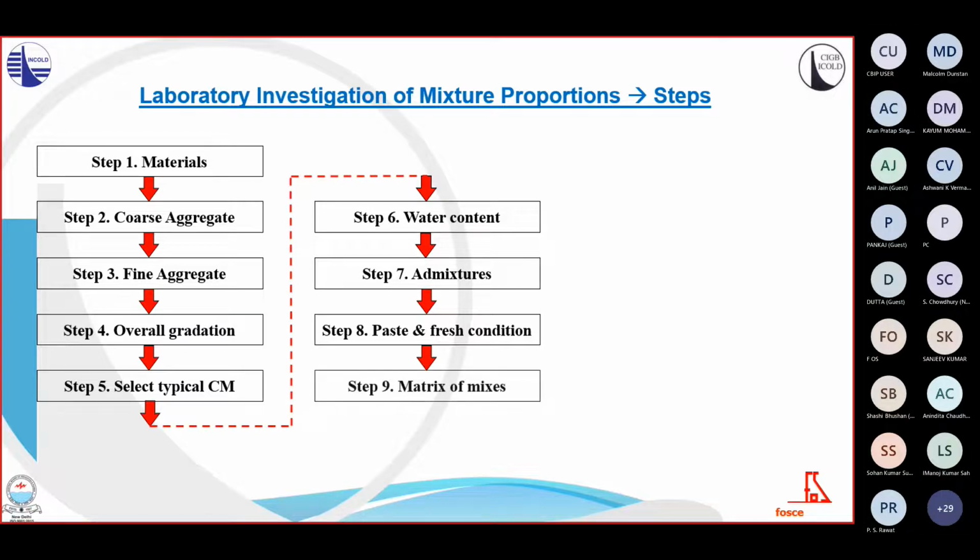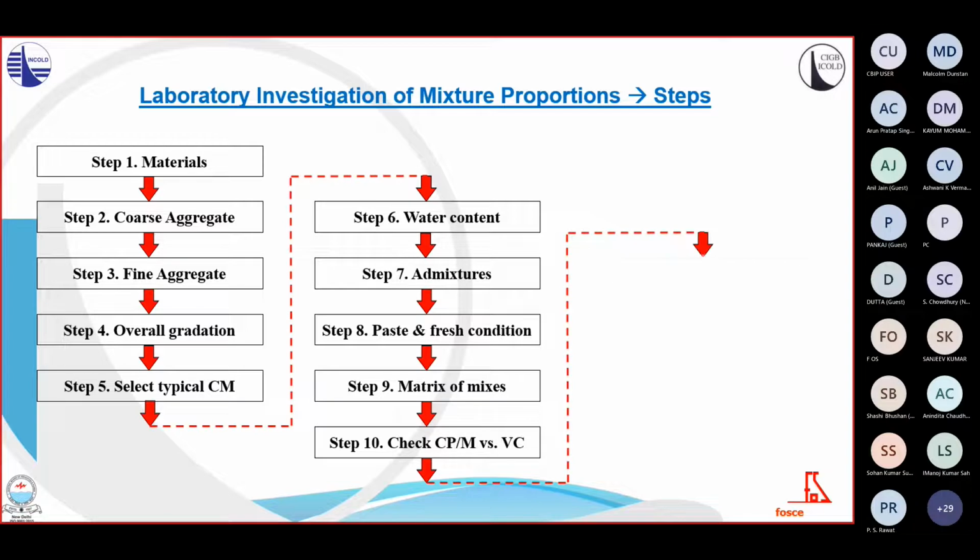Step 9: design a matrix of mixes with variations in the proportion and content of cementitious materials. Step 10: check the cementitious paste mortar ratio of each mix against the void content of compacted fine aggregate and other mix parameters. Step 11: investigate the development with time of the compressive strength, cylinders or cubes, of the different mixes. This may include specimens subject to both normal and accelerated curing.